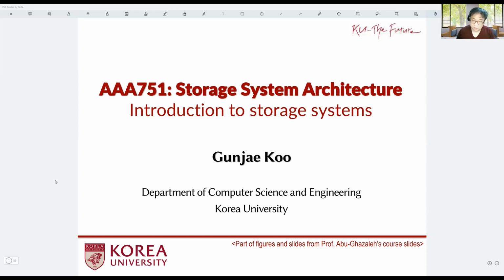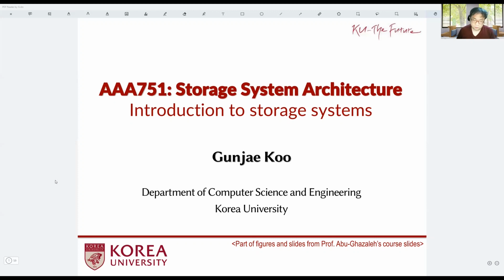This class is about the introduction to storage systems. In this class, I will cover some basic concepts of the storage system from the perspective of the operating system, or other communications and IO devices, the input and output controls.